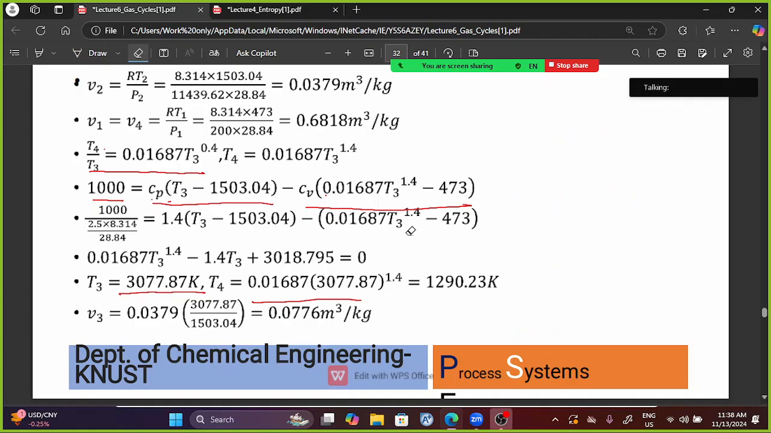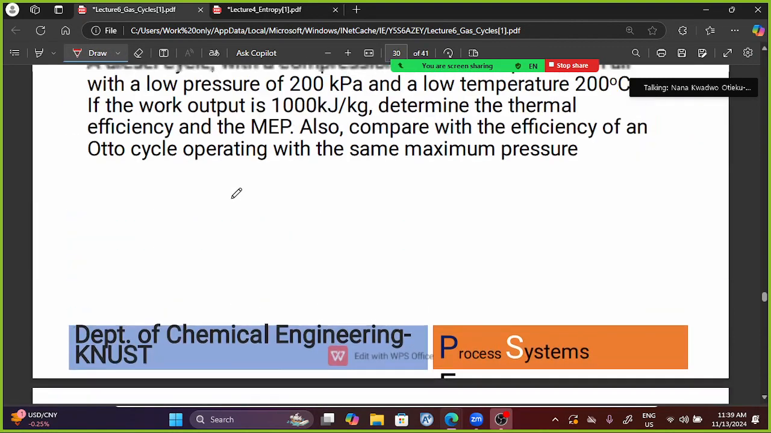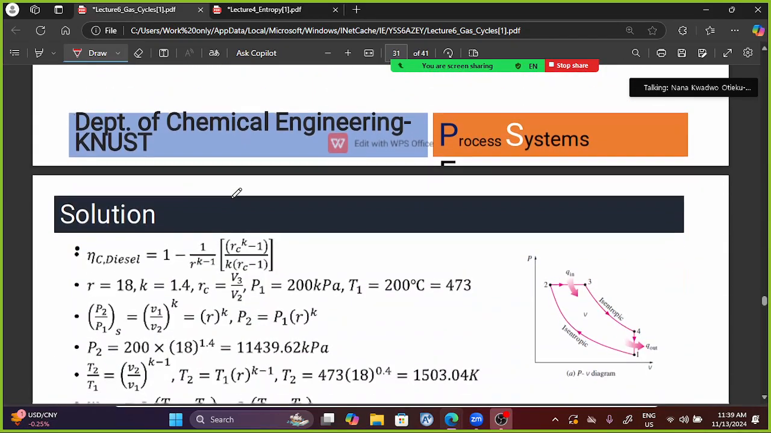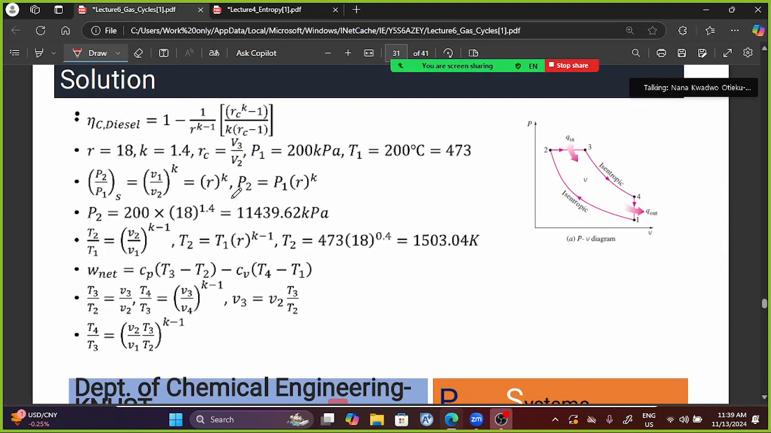So what I'm trying to say is, it's a similar question to what we did for the Otto cycle, just that this time we want to apply it to the diesel cycle, right? So we know the efficiency of the diesel cycle is given by this, right? And the question gave us our compression ratio, but we don't know our cutoff ratio, so we need to find that before we can solve for our efficiency.